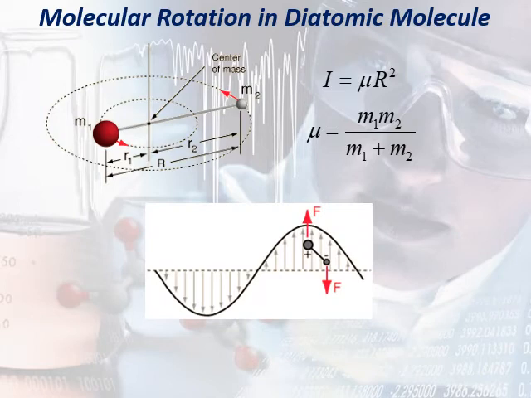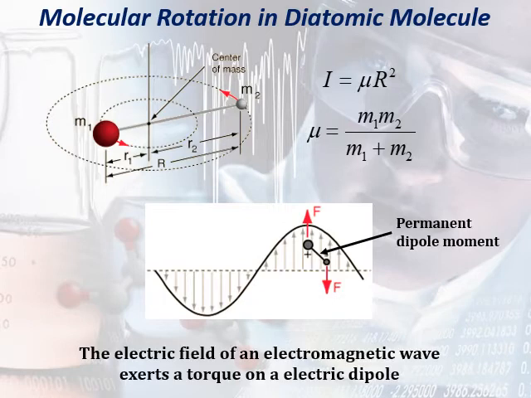If an electromagnetic radiation interacts with molecules having a permanent dipole moment, the electric field of the electromagnetic wave exerts a torque on the electric dipole of the molecule. This causes a change in molecular rotation. The molecule goes to its excited state by absorbing energy from the incident radiation.